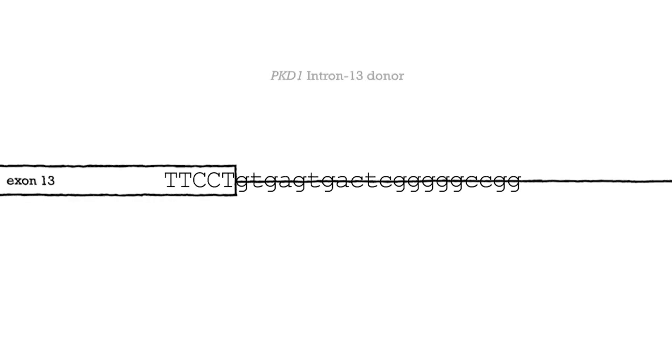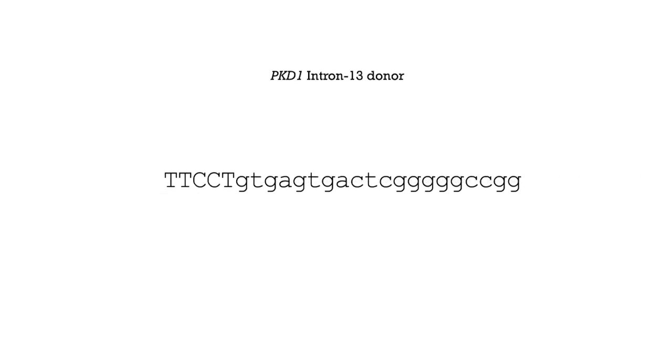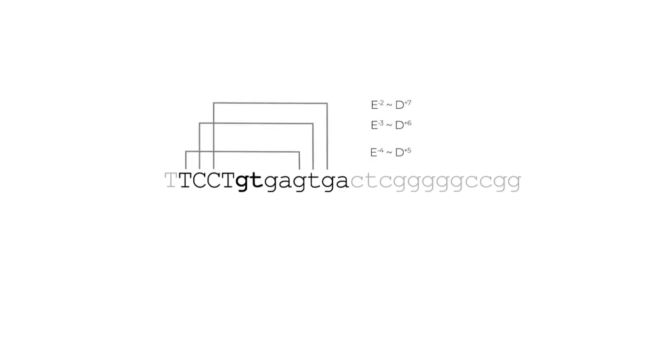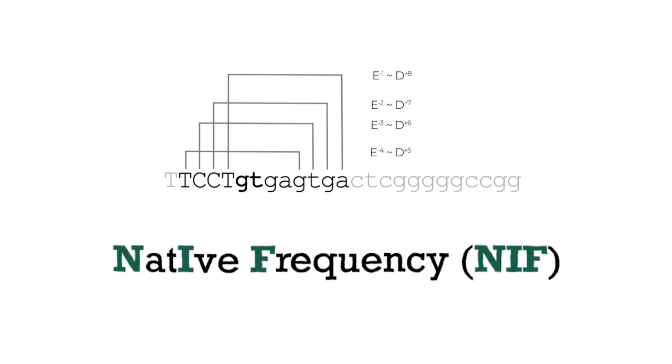As an example, let's look at the intron 13 donor of the PKD1 gene. Here is the donor essential splice site, here's the donor extended splice site, and here are the 4 windows of 9 nucleotides. Splice site strength can be sensitively measured based on how commonly a 9-nucleotide sequence occurs at this position of the exon-intron junction among all human donors. We call this measure native frequency, or NIF.